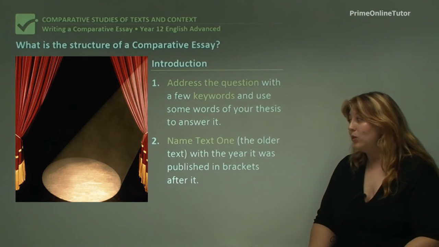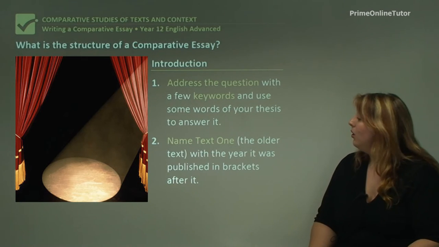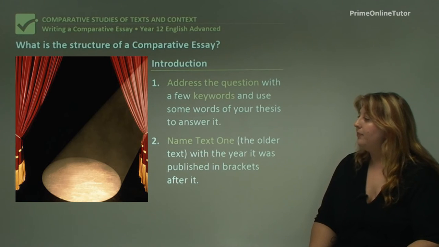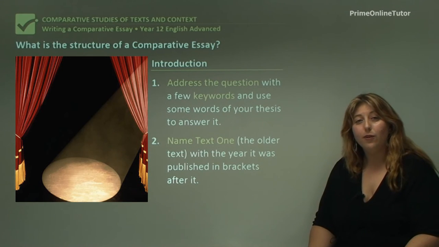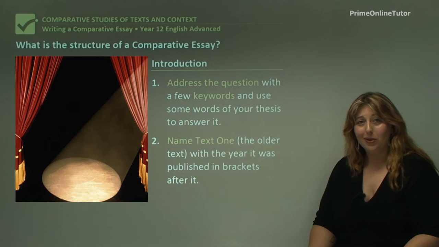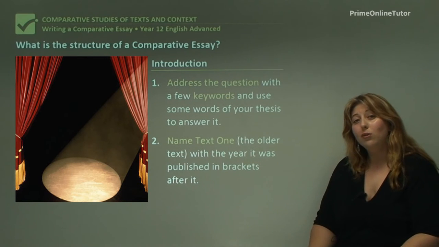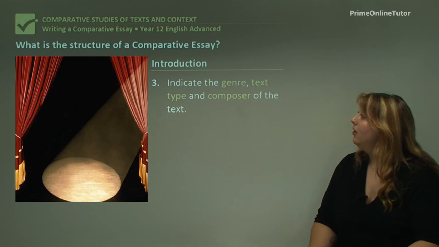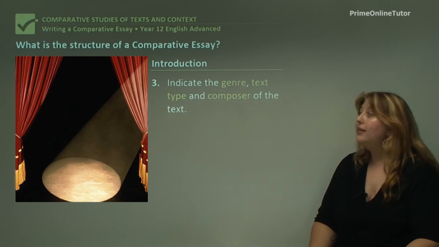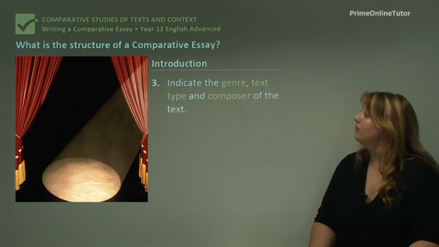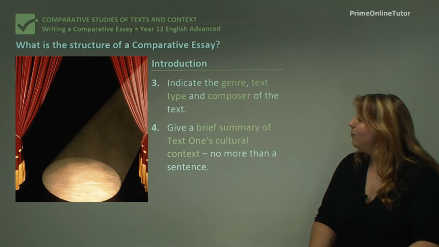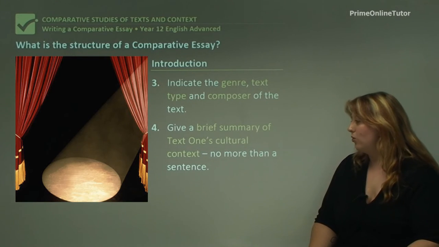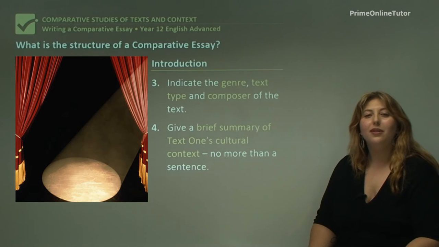Then you're going to name text 1, which will be the older text, with the year it was published in brackets after it. You always want to put the older text first because aside from making sense in chronological order, there's a chance that the older text influenced the younger text as well. You're going to indicate the genre, text type, and composer of the text, and then give a brief summary of text one's cultural context. So probably no more than a sentence.